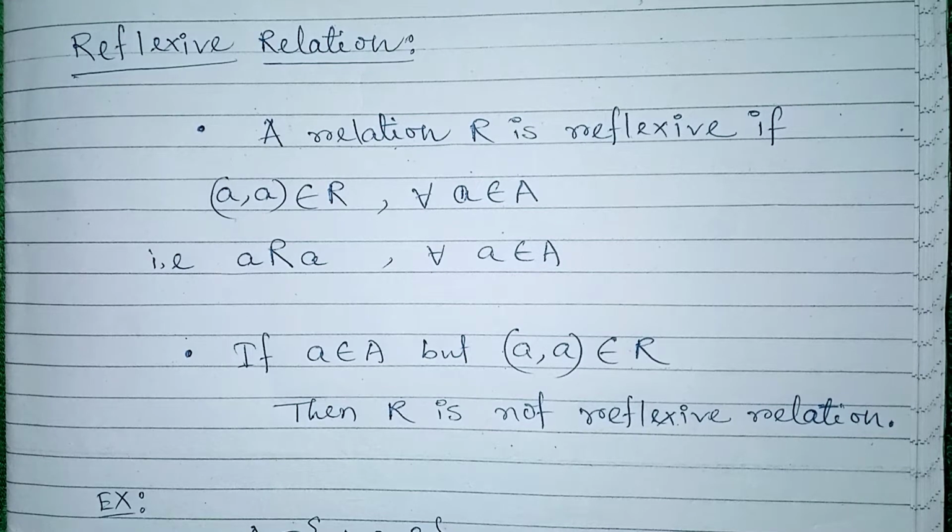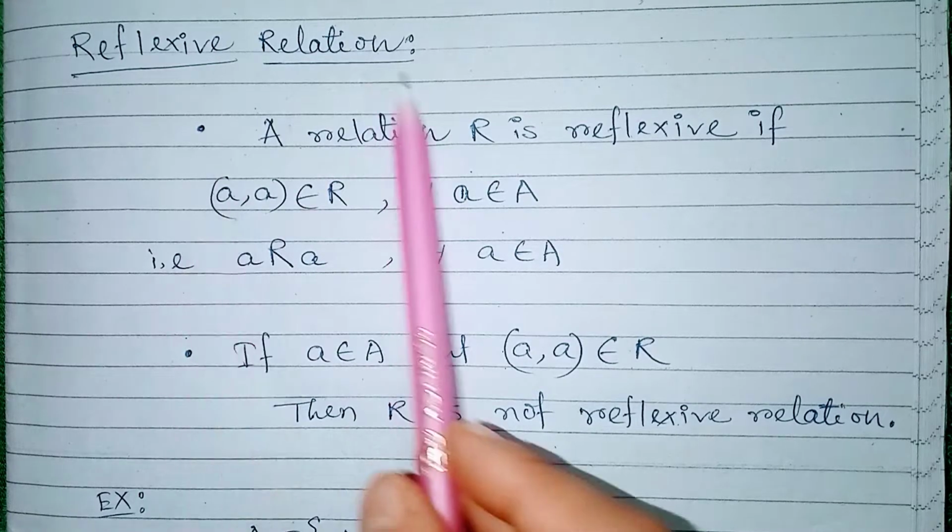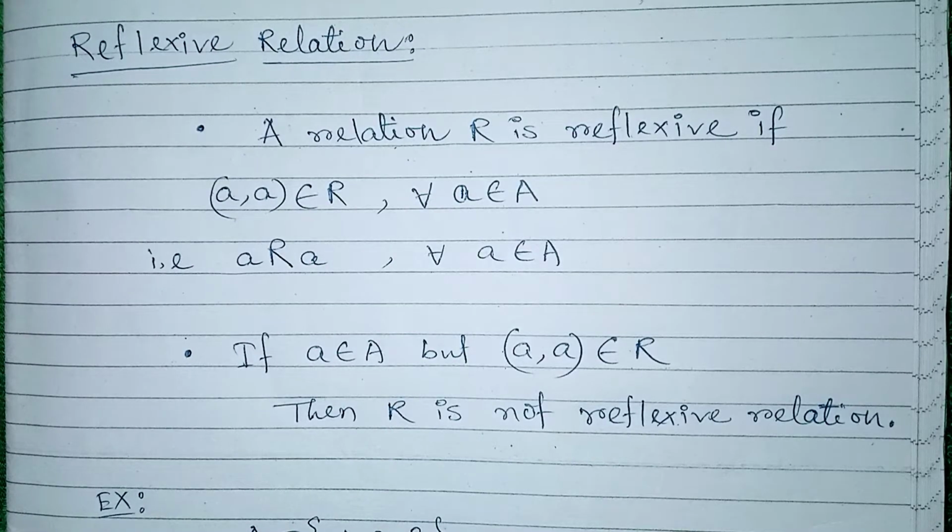Today our topic is the types of relations. There are three important parts. First part is reflexive relation. So what is reflexive relation? There is a definition in a short form.